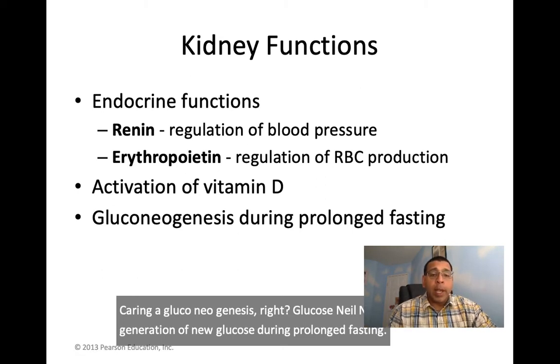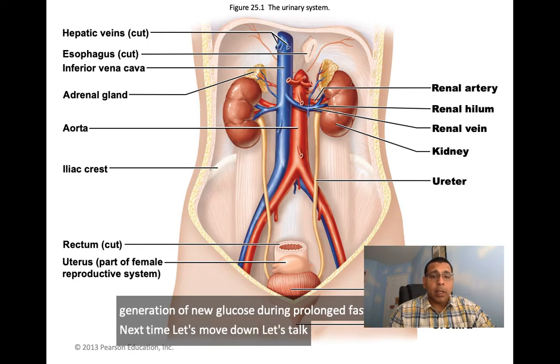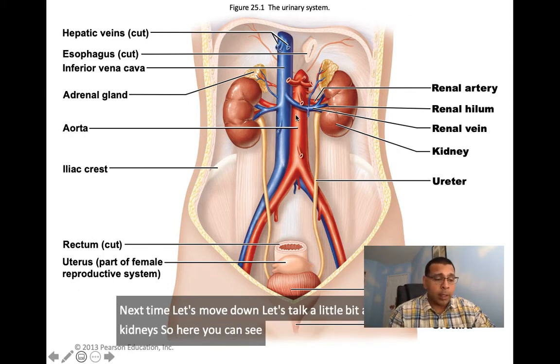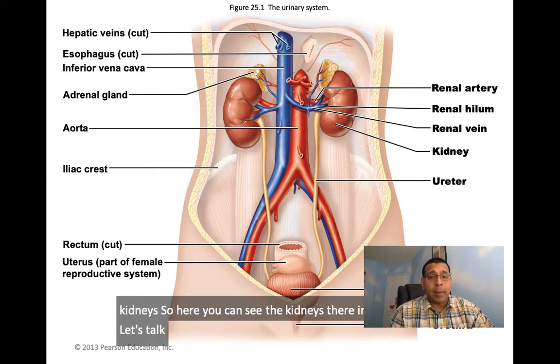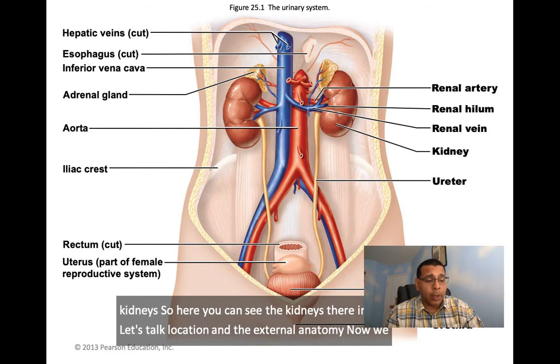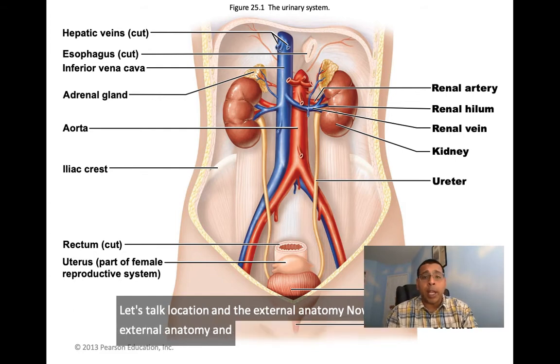Next, then, let's move down. Let's talk a little bit about the kidneys. So here you can see the kidneys there in detail again. Let's talk location and the external anatomy. Now, when we talk external anatomy and location, the kidneys are bean-shaped organs.